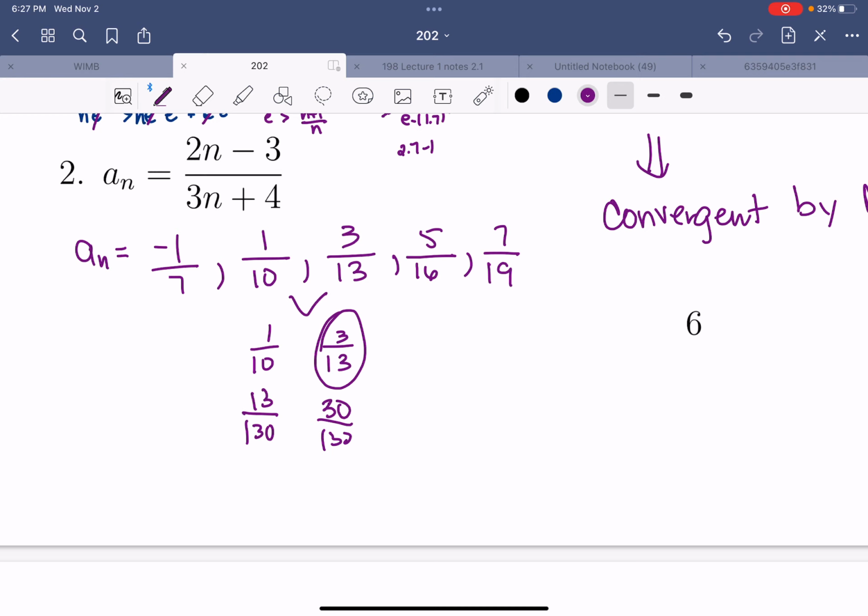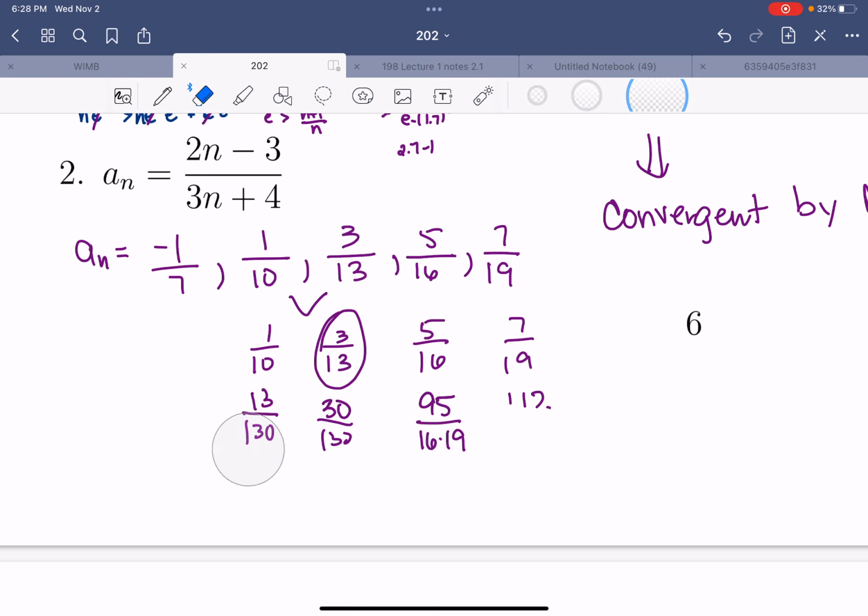Let's look at the 5 and the 7. So 5 over 16 and 7 over 19. Let's see. 5 times 19. Your denominator is whatever 16 times 19 is, which we don't really care about. But if you multiply the 5 times the 19, 5 times 20 would be 100. So this is 95. And if you multiply the 16 by the 7, you get 70 plus 42, which is 112, which is larger. So you can see it's getting larger each time.